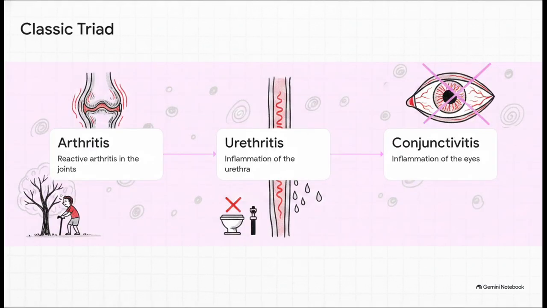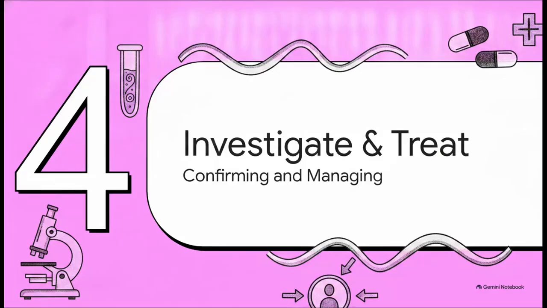And what exactly are those new symptoms? It's a classic, step-by-step triad of inflammation. First, reactive arthritis in the joints. Second, urethritis, inflammation of the urethra. And third, conjunctivitis, inflammation of the eyes. Joints, urethra, eyes. You'll hear that classic medical community memory aid all the time. Can't see, can't pee, can't climb a tree. If you spot that exact triad rolling in 1 to 3 weeks after a low-grade fever, you are looking dead at Reiter syndrome triggered by chlamydia.